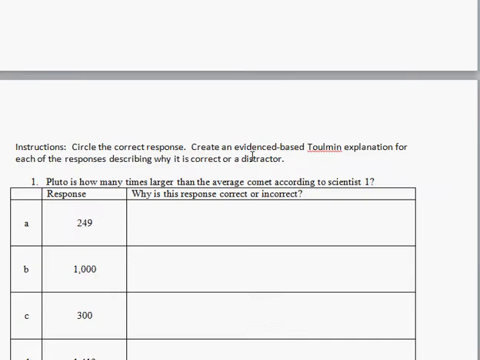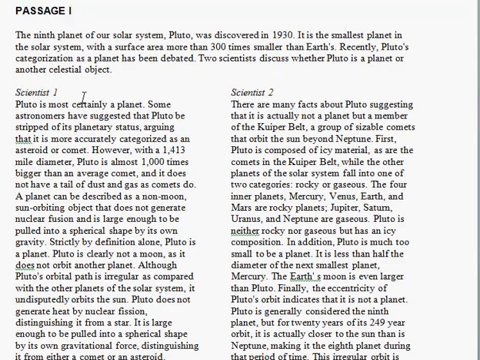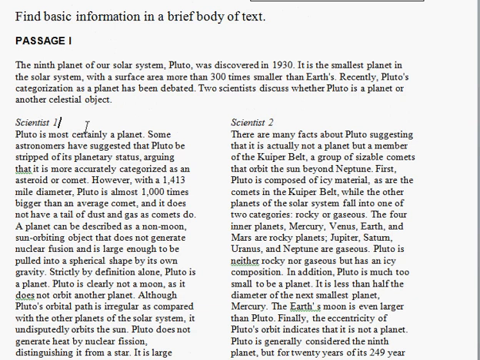Now as we do more of these, we're going to notice that this is a specific type of passage that we're going to see, called like competing scientists or competing theories. Basically what we're going to see is a couple different ideas using the same data, a couple different scientists' takes on the data and what they think that it means.